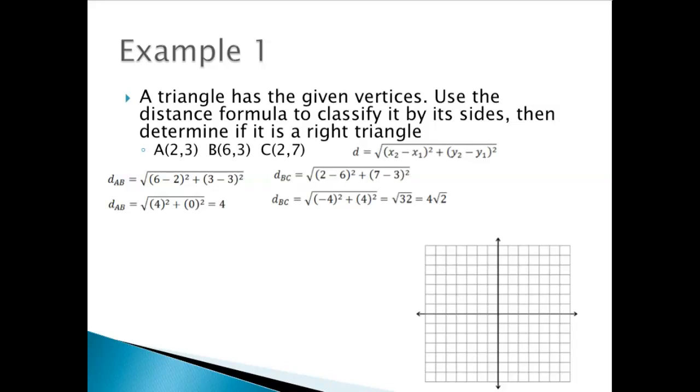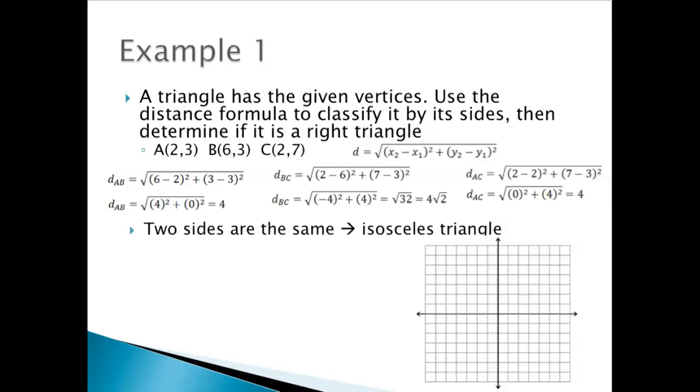Lastly, we'll find the distance from A to C. So now we have (2 minus 2) squared plus (7 minus 3) squared. So we have 0 squared plus 4 squared, which is the square root of 16, which is equal to 4. Now we can see here we have one side that's 4, one side that is 4 root 2, and one side that's 4. So two sides have the same length, so we can say this is an isosceles triangle. Now drawing this out, we can see as well that not only is it an isosceles triangle, but it is also a right triangle because we have a 90-degree angle there.